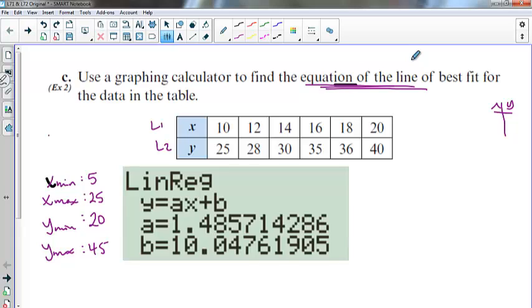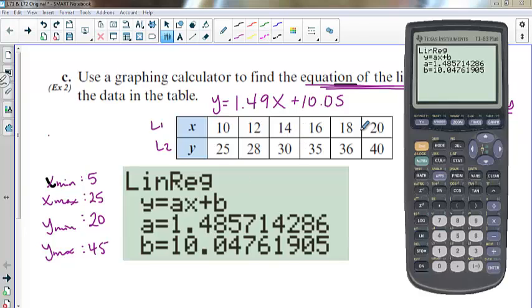Who can tell me what the equation is for this data? Y equals what? 1.49. Because of the decimals here, we're going to go to 2 or 3 decimal places all the time. So 1.49 what? X. Plus 10.05. Final answer.